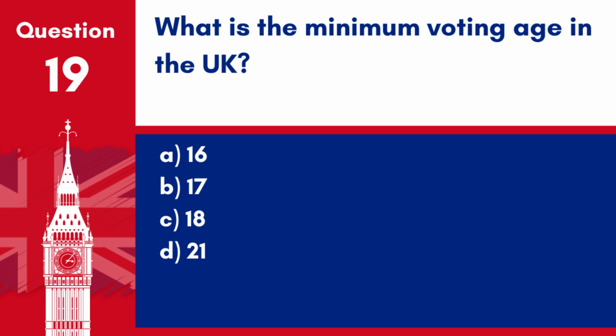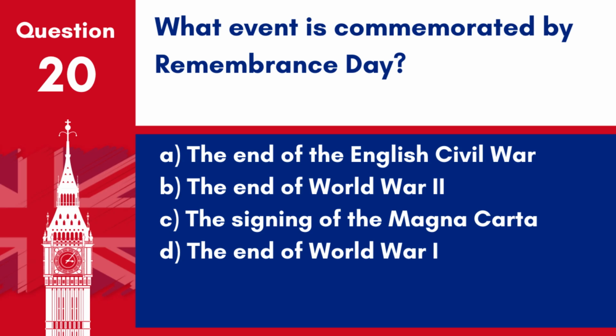A. 16. B. 17. C. 18. D. 21. Answer: C. 18. The minimum voting age in the UK is 18 for most elections, allowing young adults to participate in the democratic process. Question 20. What event is commemorated by Remembrance Day?